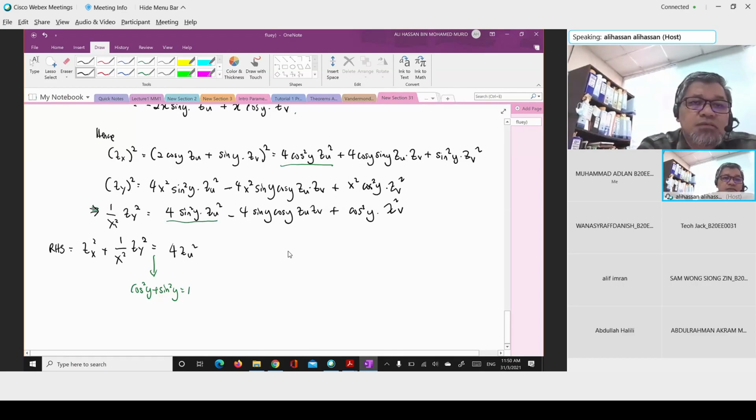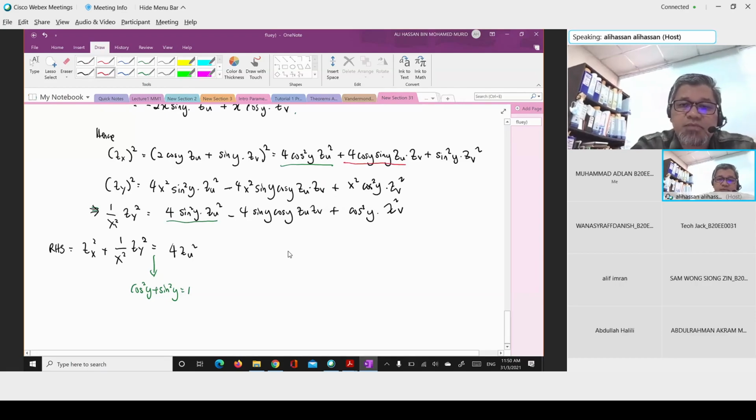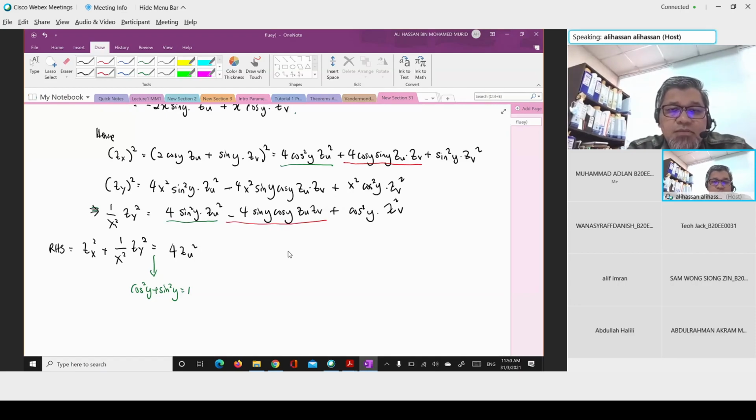And look at the next term. They're the same but with opposite sign. So the sum is 0. Okay, when you add them up, they are equal but one is of opposite sign. So the sum is 0.